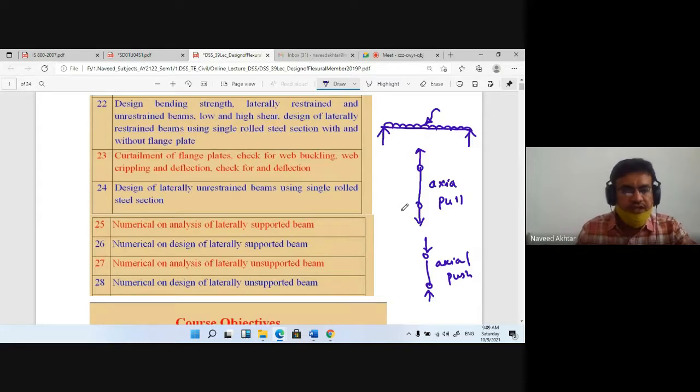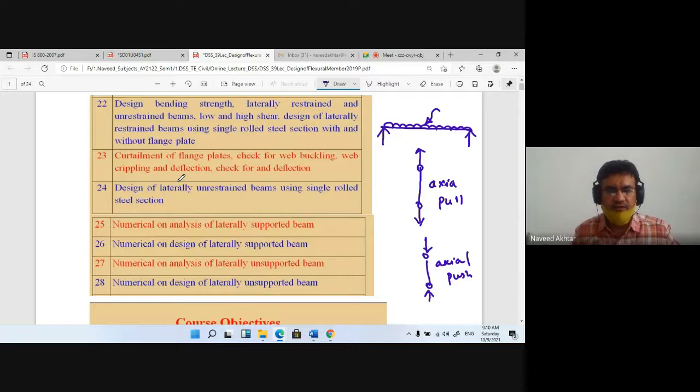So in this unit, you will be able to understand the design of bending strain, laterally restrained and unrestrained beams. It is also called as laterally supported or unsupported beams. For low and high shear case, design of laterally restrained beam using single rolled steel section with or without flange plate.